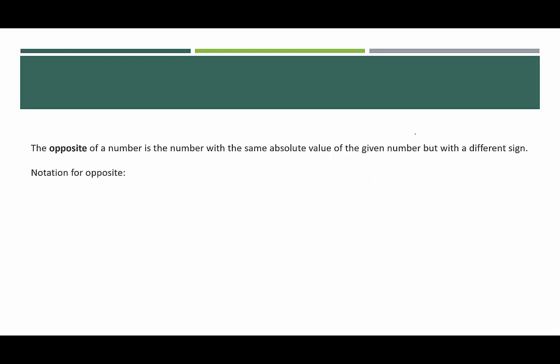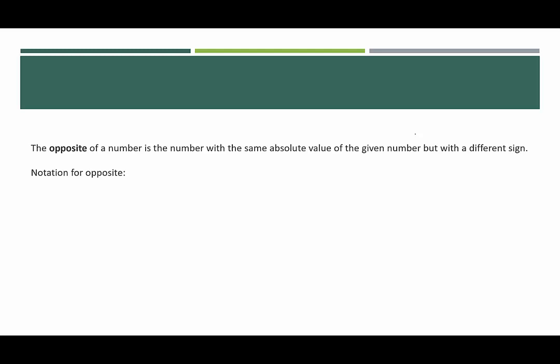The next thing we're going to talk about, so we've talked about absolute value, is the opposite of a number. This is specifically the additive opposite, but usually we just refer to it as the opposite. The opposite of a number is the number with the same absolute value of the given number, but with a different sign. And this can be a little bit weird because the notation we could use for opposite already has 2 other meanings in mathematics.